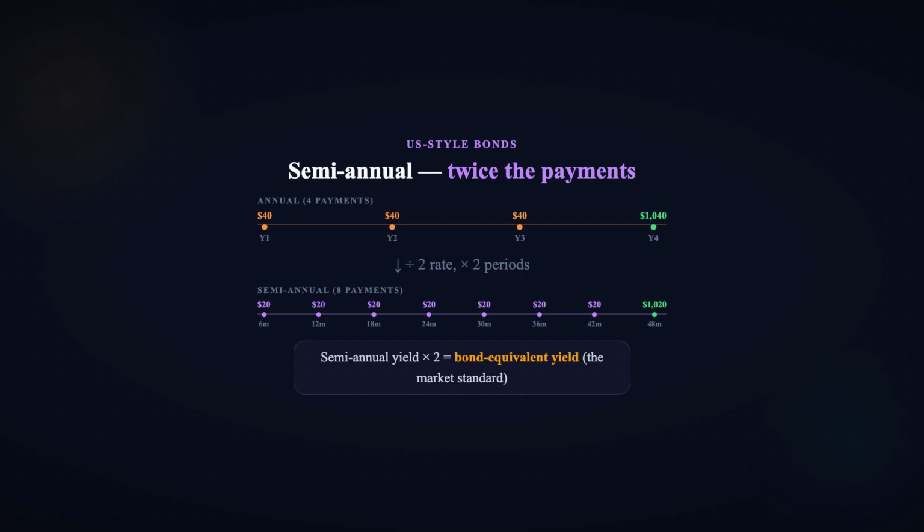The yield to maturity is still defined the same way. Find the rate that makes the present value of all cash flows equal to the price. But now the rate is a semi-annual rate. To annualize it, you multiply by 2. This convention is standard across U.S. Treasuries, corporate bonds, and most fixed income products. When someone quotes a yield in the bond market, it is almost always a semi-annual yield, doubled.